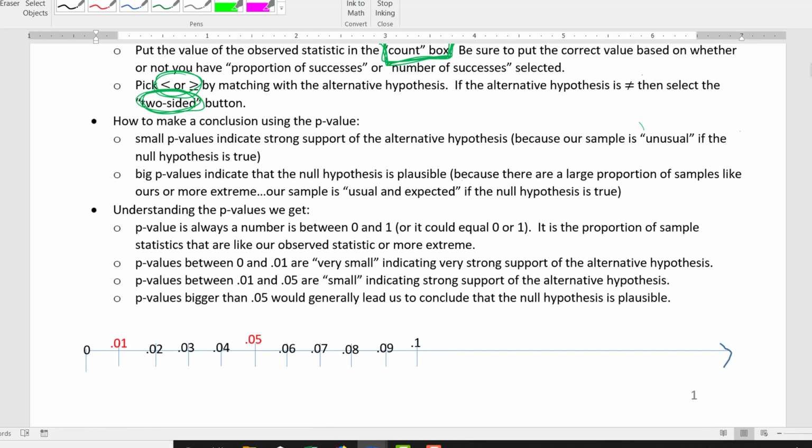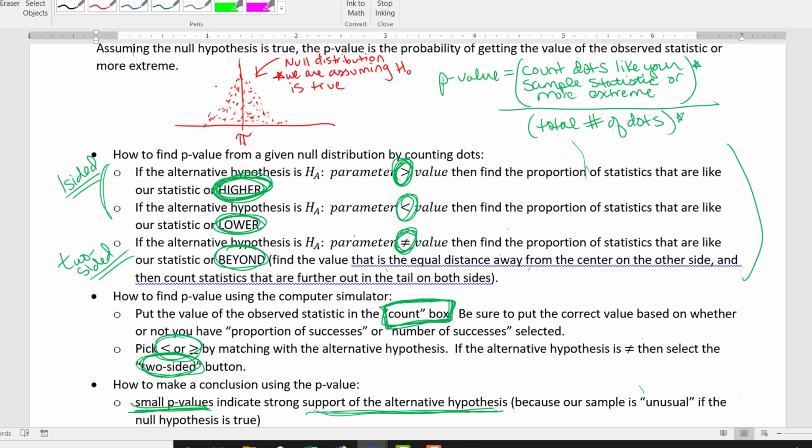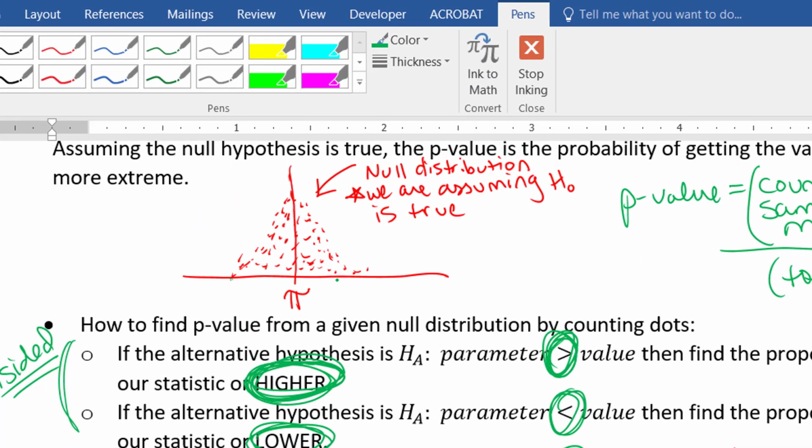How do you make a conclusion from this? Well, if you have a smaller p-value, that means you have stronger support of the alternative. You have stronger evidence against the null hypothesis. Small p-values mean a lot of evidence. Again, going back to this null distribution up here, if your sample statistic were, say, right here, that seems kind of like evidence against the null. It's sort of out in the tail. There are not too many dots like yours or more extreme.